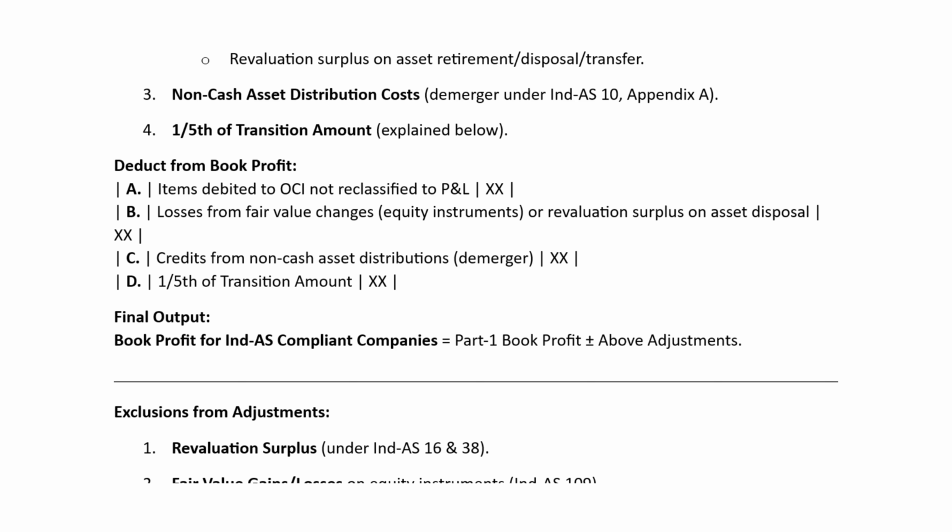Before understanding that, we can understand what we have to deduct from book profit. Item A, if anything is debited to OCI, not reclassified to P&L. Losses from fair value changes or revaluation surplus on assets disposal. Credits from non-cash assets and 1 by 5th of transition amount, that you have to deduct from book profit. Now the final output: book profit for Ind AS compliance equals part 1 of the book profit and above adjustments. This is the book profit for companies where Ind AS is applicable.